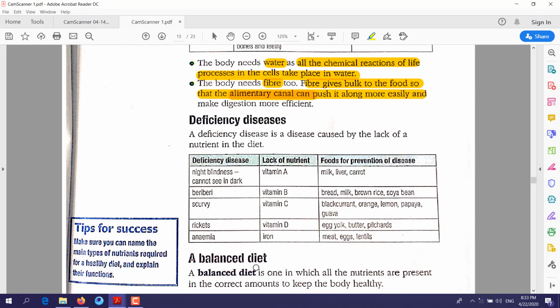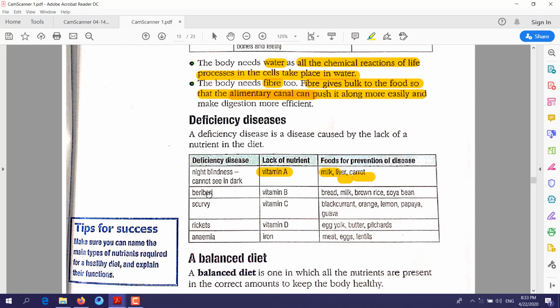Examples of diseases: night blindness, where you cannot see in the dark. Why will you have this kind of disease? It's because of, for example, a lack of vitamin A, so you will have less vitamin A in your body. How can you get vitamin A? You can get it from milk, liver, and carrots.